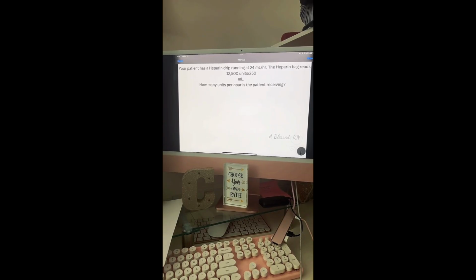So this is a different type of heparin problem, but it's still a heparin problem nonetheless. Your patient has a heparin drip running at 24 milliliters per hour. The heparin bag reads 12,500 units per 250 mLs. How many units per hour is the patient receiving? Okay, y'all, let me know, what is the goal? What is it that we're looking for?